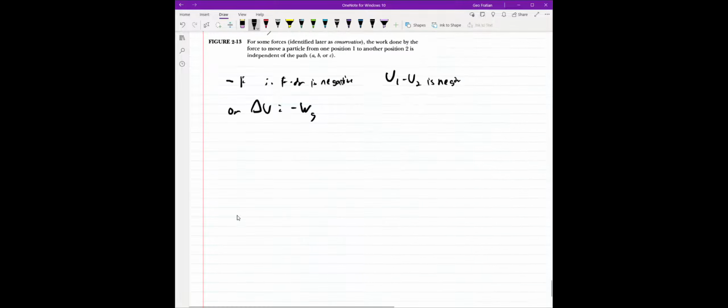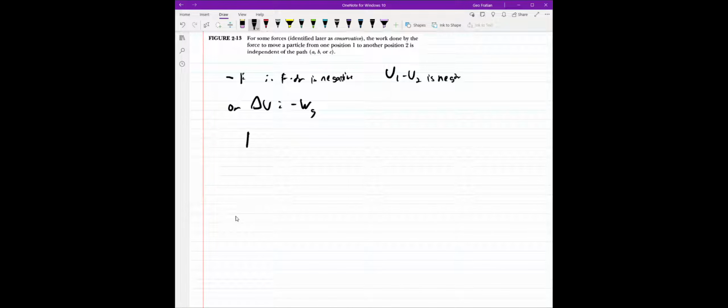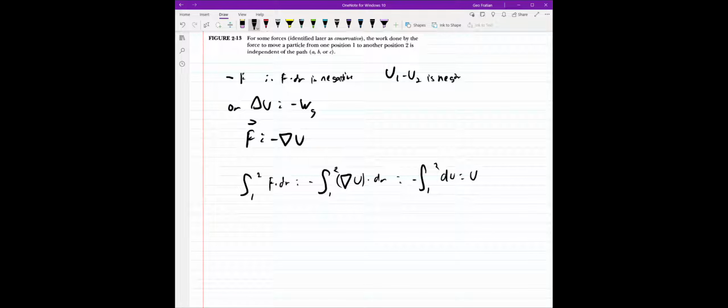So we can write this in a more general way by defining the force as equal to the negative gradient of the potential energy, which is a scalar function. This immediately tells us that the integral from 1 to 2 of f dot dr is equal to negative integral from 1 to 2 of gradient of u dot dr, which is just negative integral from 1 to 2 of du, which is equal to u1 minus u2, right? Because this integral gives us u2 minus u1. Well, that's just u1 minus u2 if you put a negative.